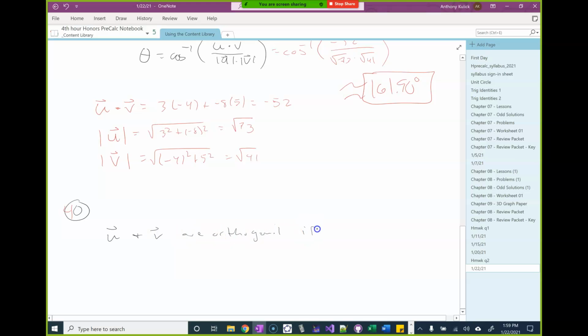And the reason is because I know that cos of 90 degrees is 0. So the only way the angle between two vectors formula is going to spit out 90 degrees is if the numerator is 0, which is their dot product. So we can simplify that all the way down to just looking at their dot product.